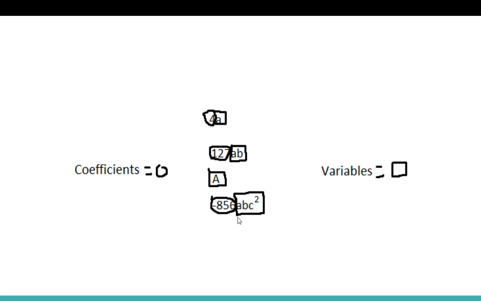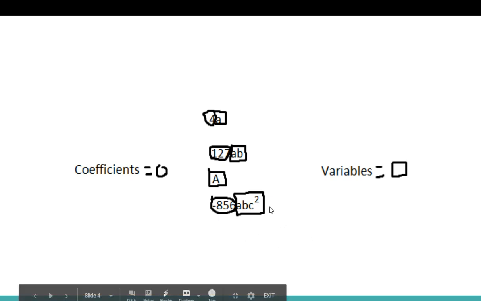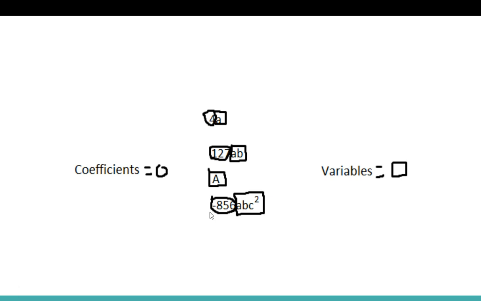Next, negative 856ABC to the second power. So negative 856 is a number, although it's negative, and it comes before variables in this case, so it's a coefficient. ABC to the second power are variables. And this might be confusing to some because the second power has a number representation right there, but that essentially means that there are two C's at the end. So it still counts as a variable.